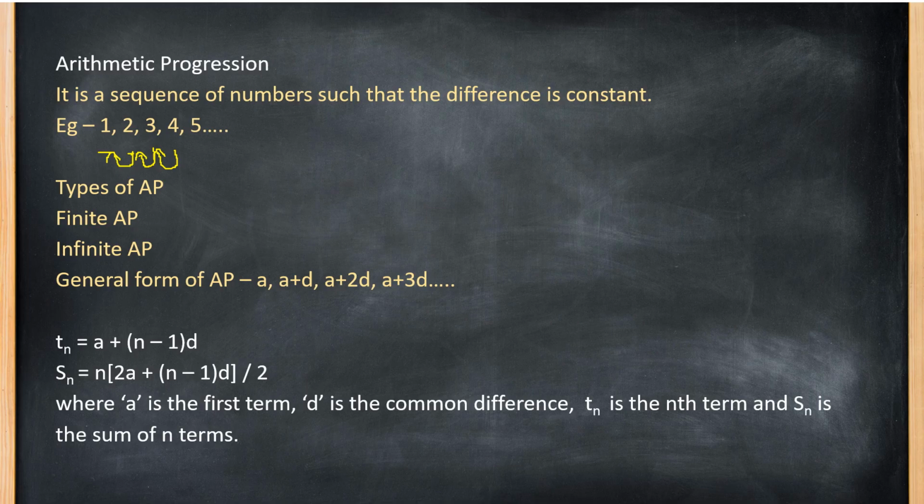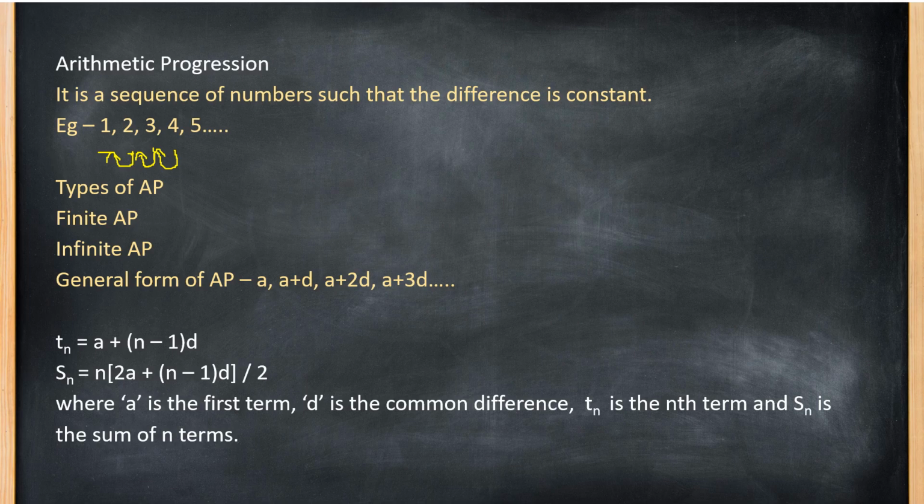If that is the case, we say that this particular progression or series follows an arithmetic progression. There are two types of AP: one is finite AP and the other is infinite AP. As the name suggests, in a finite AP we know the last term of the progression, whereas an infinite AP just goes on. We do not know the last term. And it is not necessary that the progression is always in increasing order. I may also have progressions in decreasing order.